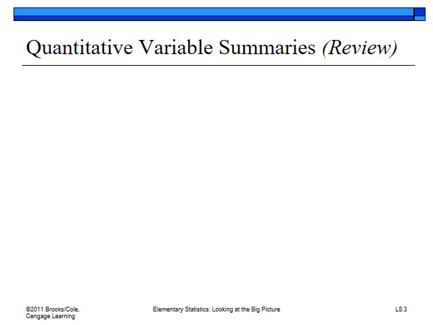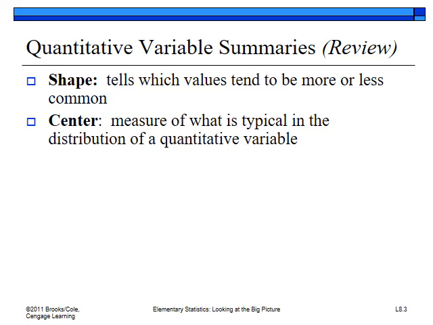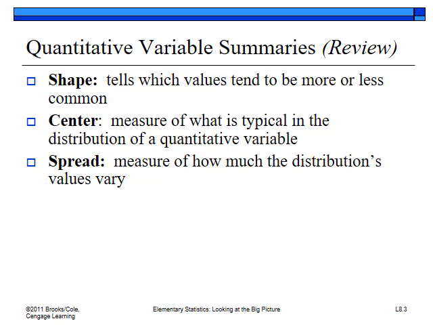When we're talking about the distribution of a quantitative variable, there are 3 terms that we will often talk about. The shape of the distribution, which tells us which values tend to occur more frequently or less frequently. The center of the distribution, and the spread of the distribution, which talks about how far away a typical value for the variable is from the center.